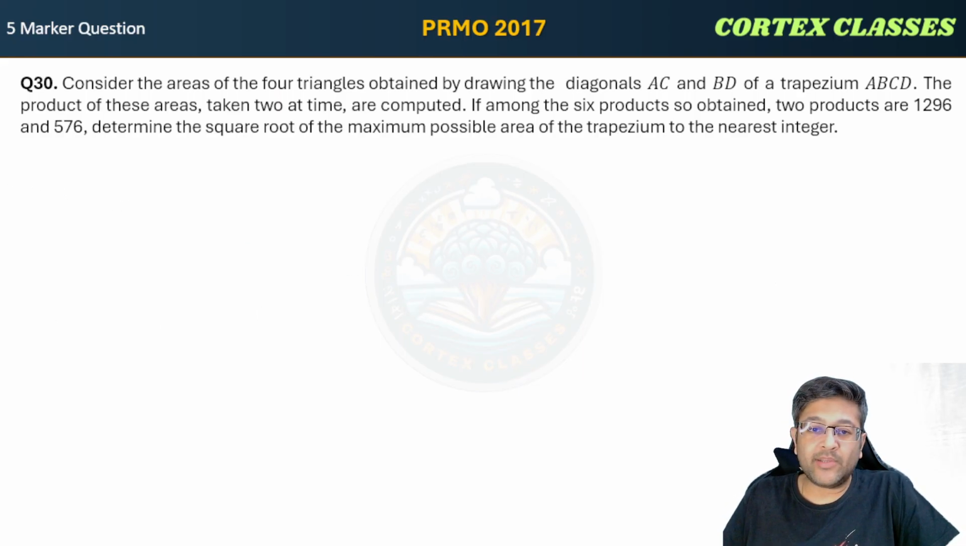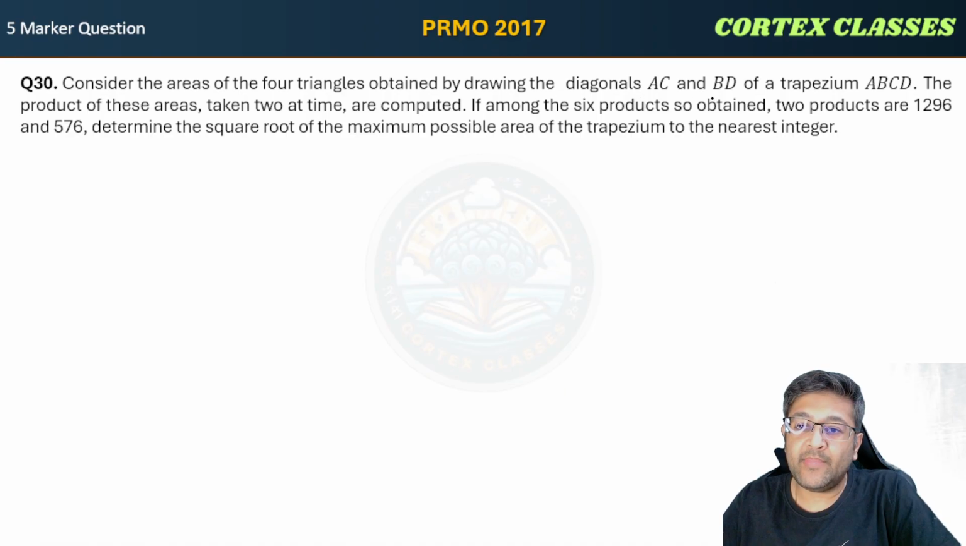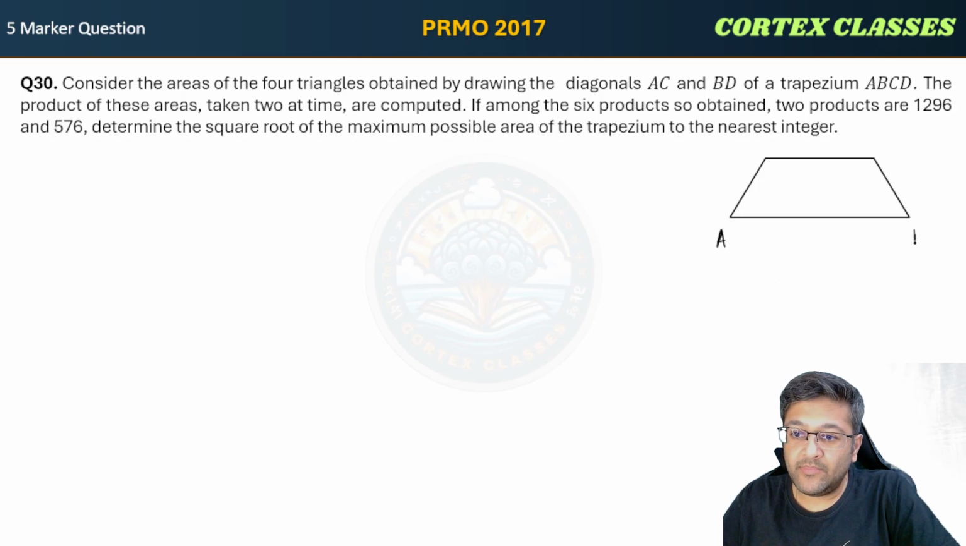The question says, consider the areas of 4 triangles obtained by drawing the diagonals AC and BD of a trapezium ABCD. Let me draw the trapezium. All right, let me name them A, B, C, D. So it is given to us ki AC and BD divide the area into 4 parts, right? Taken 2 at a time are computed.